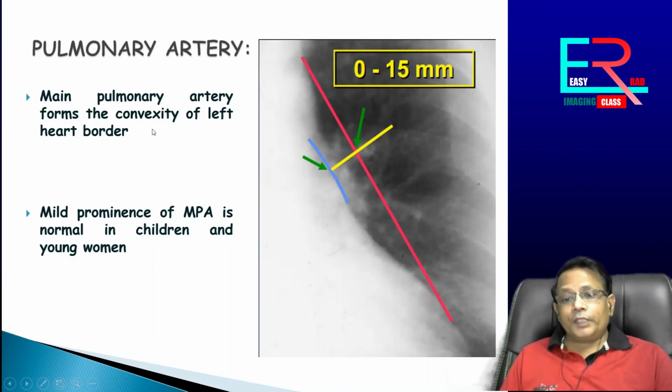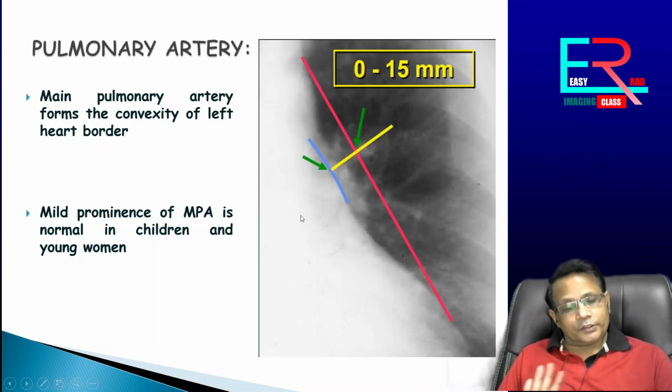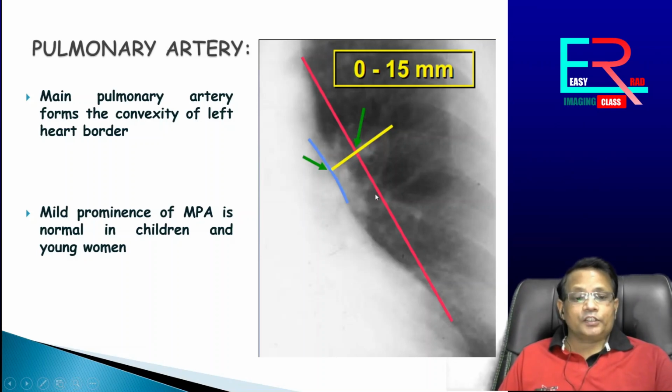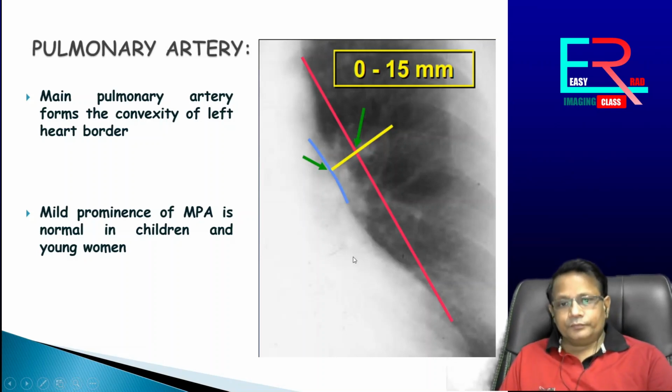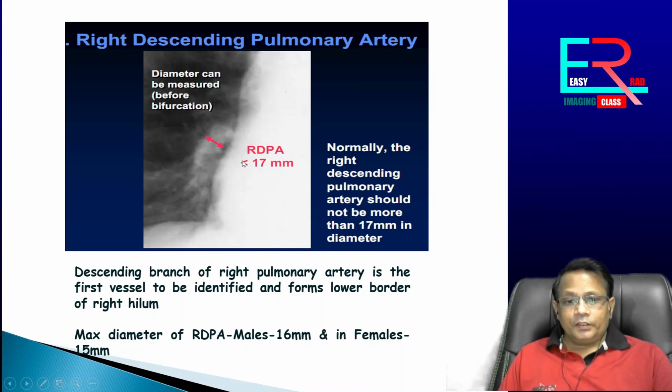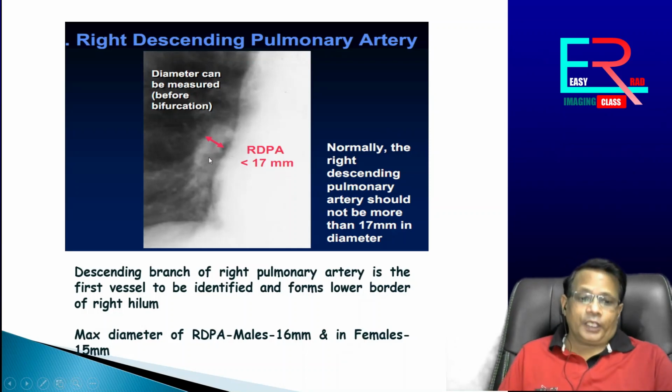So the main pulmonary artery always forms the convexity of the left cardiac border, and mild prominence of the main pulmonary artery is normal in children and young women, but it increases in case of pulmonary hypertension. Here you can find the diameter of the right inferior pulmonary artery. It should be 16 mm in males, and in females it may be 15 mm, but in any condition it should be less than 17 mm. If it is enlarged, again it denotes pulmonary hypertension.